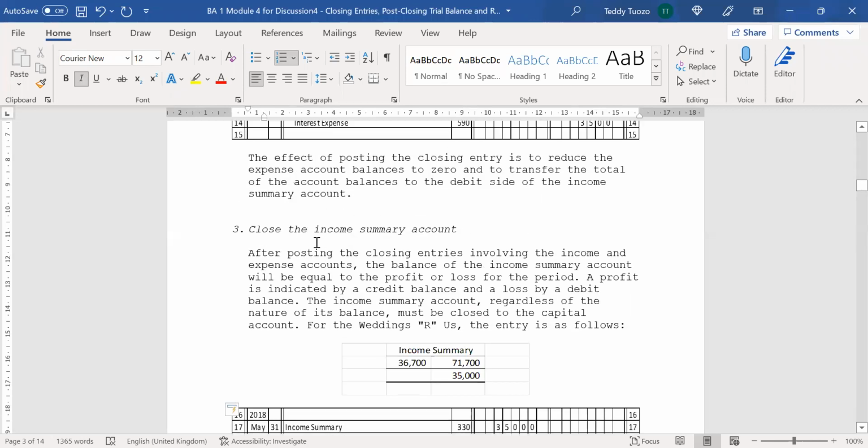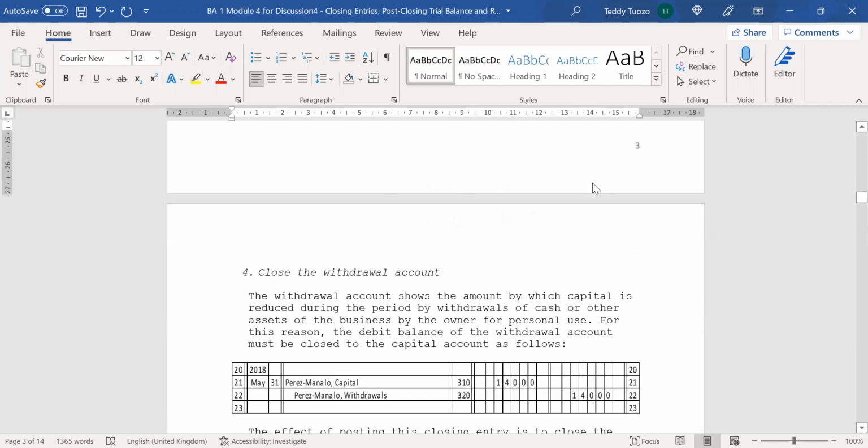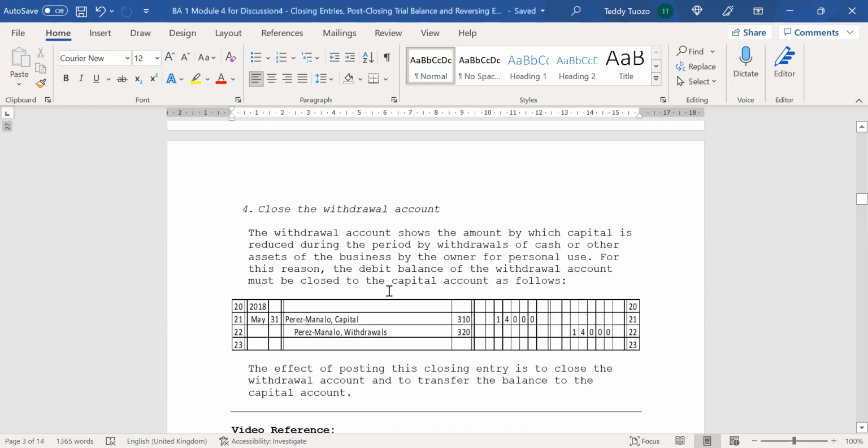Okay. To close the withdrawal account. What is the normal balance of withdrawal? Debit. To close it, we credit. The withdrawal account shows the amount by which capital is reduced during the period by withdrawals of cash or other assets of the business by the owner for personal use. For this reason, the debit balance of the withdrawal account must be closed to the capital account of the proprietor. So that's why we debit.